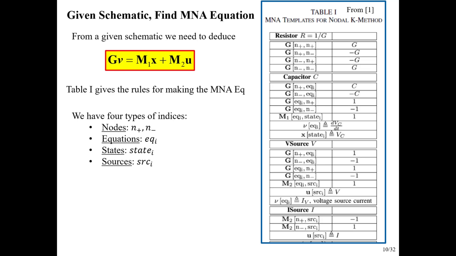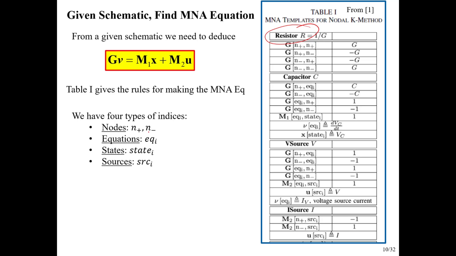So we've got four different types of indices. The N's, N plus and N minus, are node indices. Once we've labeled our nodes, we look at our resistor and say, what's on the positive side and the negative side? We have to have a convention for what we treat as plus and minus, so that's a little bit of a challenge as well. But I'll show you how to do that in an example. So that's what we'll use for those.